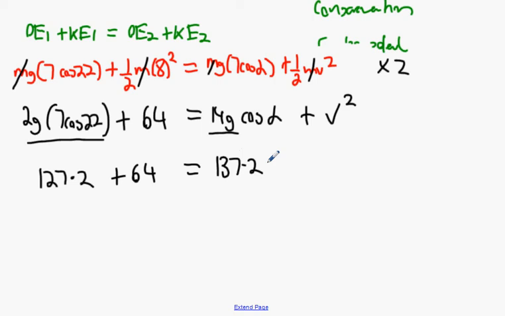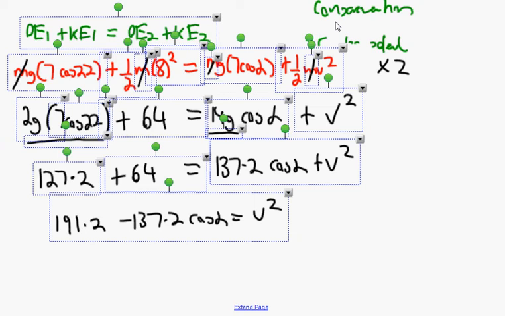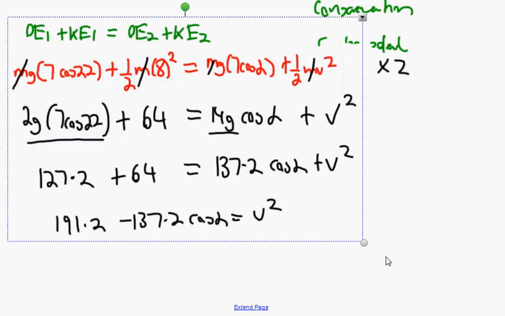Okay, add the two of them together, I get 191.2 minus my 137.2 cos alpha equals my v squared. Okay, some of you might ask me why would you bother isolating the v squared. We're going to see when we use the centripetal force that's going to happen.